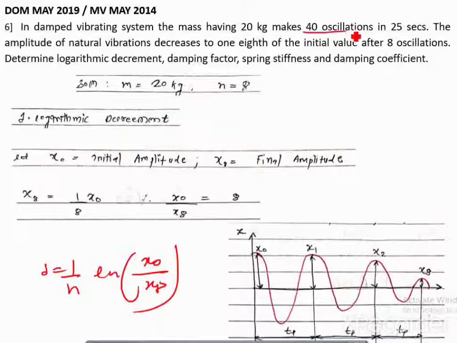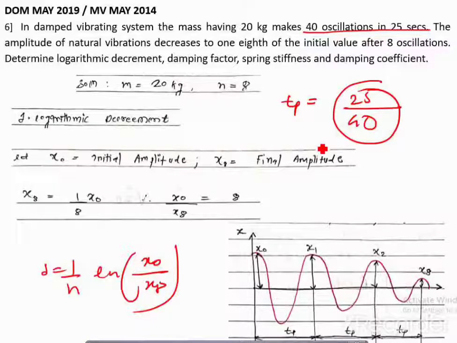This statement is very important: 40 oscillations in 25 seconds. Now 40 oscillations in 25 seconds means what? So basically you can find out Tp is equal to 25, that is the time for n oscillations, and the number of oscillations they have given you is 40. So Tp is equal to 25 upon 40. This data is given only to find out Tp, right? Try to understand, time period means the time taken to complete one cycle.